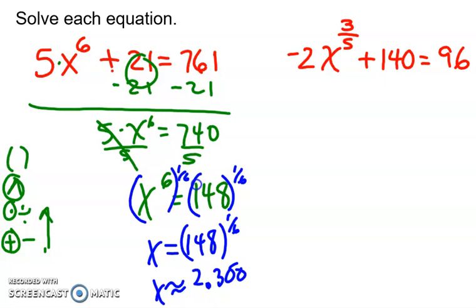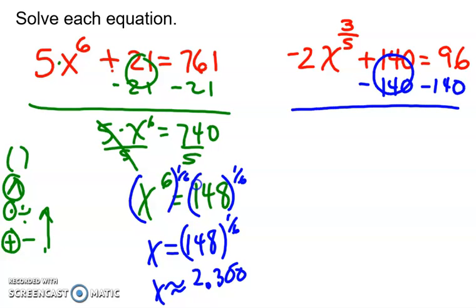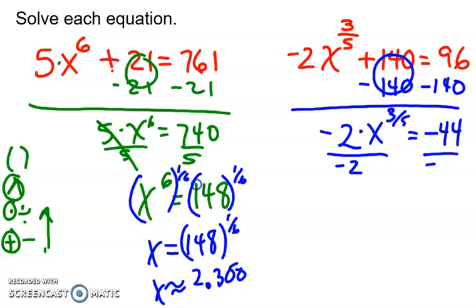And then the last problem of this set, again, kind of reversing that order of operations. We're going to undo the addition problem, subtraction first, creating 0. So negative 2 times x to the 3/5 is equal to a negative 44. Undo the multiplication problem next. I want to do a problem with some negatives in it. So x to the 3/5 is equal to positive 22.